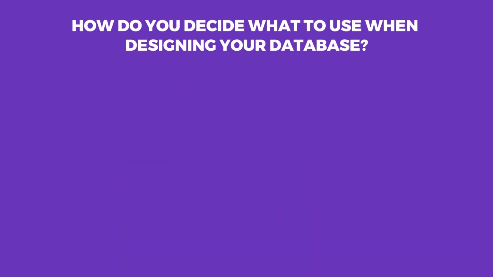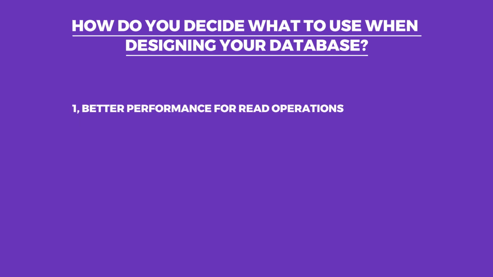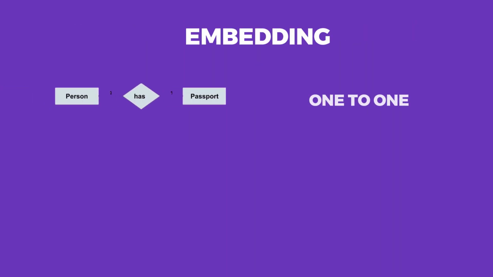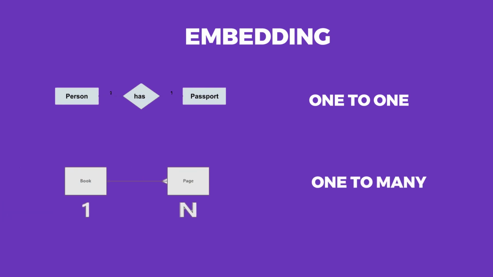So how do you decide what to use when designing your databases? In most cases, you would want to use embedding, including the scenario we just saw, because of many reasons. One, it provides better performance for read operations because there are no join queries to do, and you can update data in a single atomic operation. So when you have a one-to-one relationship, like the user and contact, or you have a one-to-many relationship like blog and comments, use embedding.